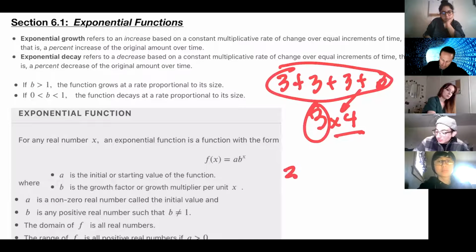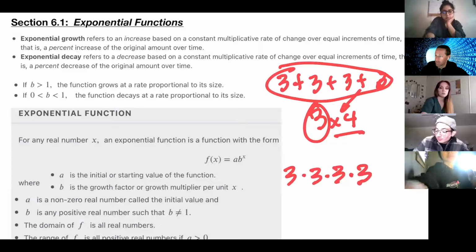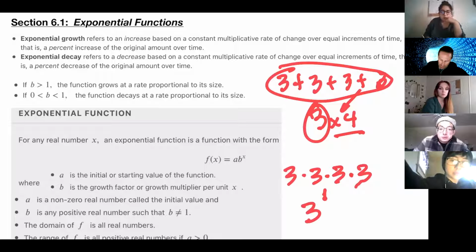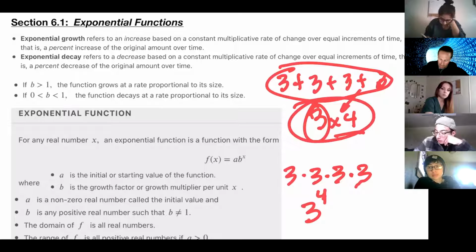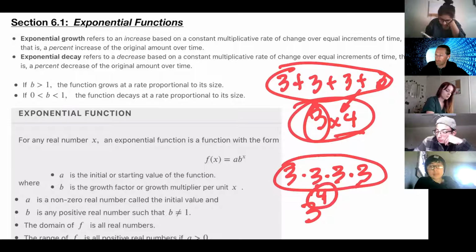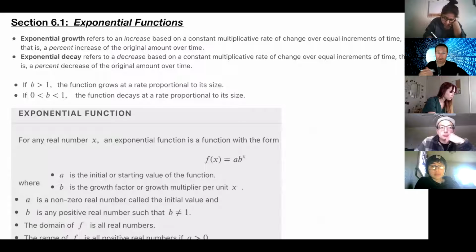Okay, but then what happened when we had 3 times 3 a bunch of times? Well, we had to come up with something else. And that's where we created exponents, because it meant something completely different. Repetitive addition, we multiplied. Repetitive multiplication, we put that weird little exponent, we called it, which is where we get the name exponential functions.